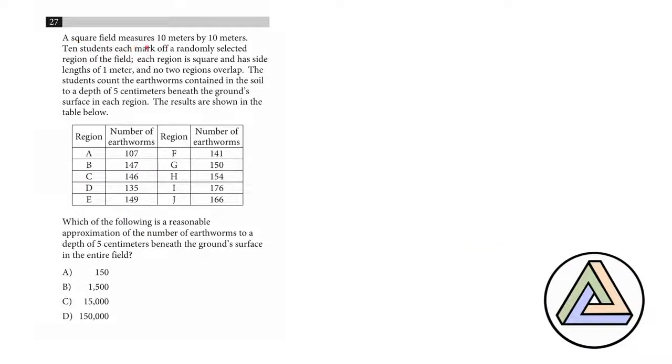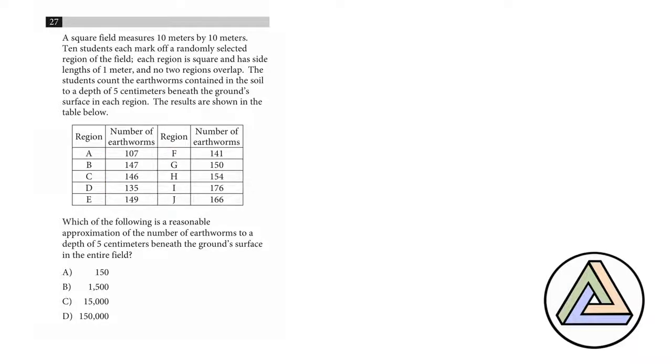A square field measures 10 meters by 10 meters. 10 students each mark off a randomly selected region of the field. Each region is square and has side lengths of 1 meter, and no two regions overlap. The students count the earthworms contained in the soil to the depth of 5 centimeters beneath the ground surface in the region. The results are shown in the table below.